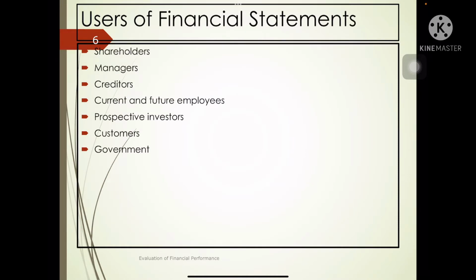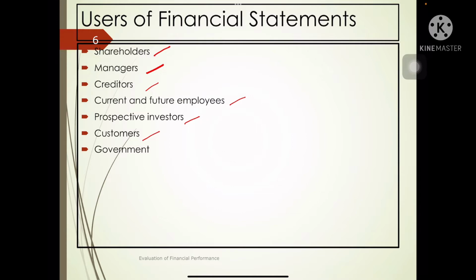All right, so these are the users of the financial statement. Number one is the shareholders. Of course, there are the shareholders of the company, the managers, the creditors, and the current and future employees. Of course, they are interested to know the performance of the company. And then prospective investors, who would like to decide whether or not to invest in the company, and also the customers.